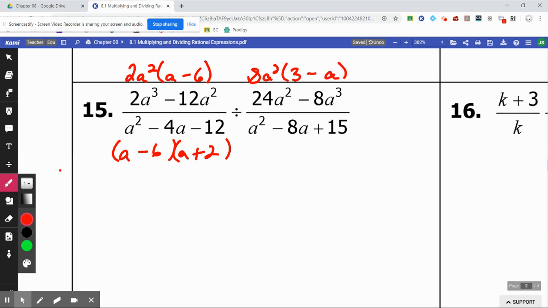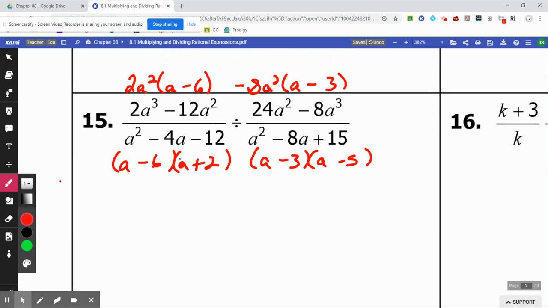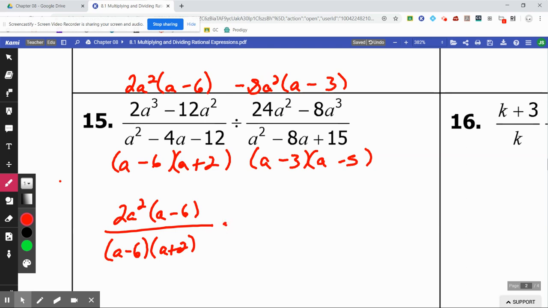But again, we don't like that. We want the a first, so let's factor out a negative with it, and that's going to flip-flop our a and our 3. And then on bottom, 2 sets of parentheses, an a and an a, negative 3 and a negative 5. So now I'm going to flip and multiply. That'll be a 2a squared times a minus 6 over a minus 6 times a plus 2 times the reciprocal, which would be a minus 3 times a minus 5 over negative 8a squared times a minus 3.